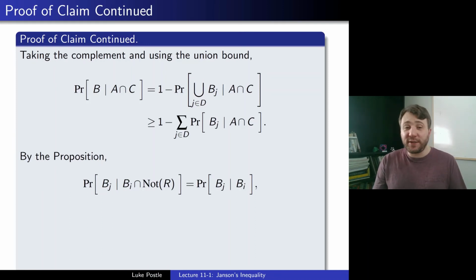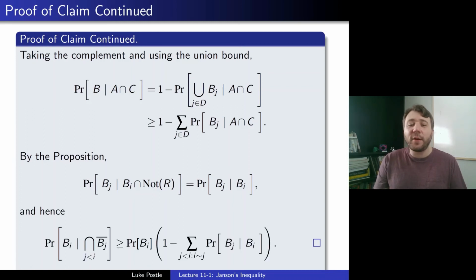Well, this is where that proposition comes in. So what are we looking at? We have the probability of BJ given A, which is BI, and intersect C, which is not R, so not any of the things I is dependent on. And what we said in the proposition is any of these nots that are in the conditional, we can just move out. We can just get rid of entirely. So we just get that this is equal to the probability of BJ given BI. And then we get that hence the probability of BI given none of the BJ is always at least this probability of the BI, so that would be the first term.